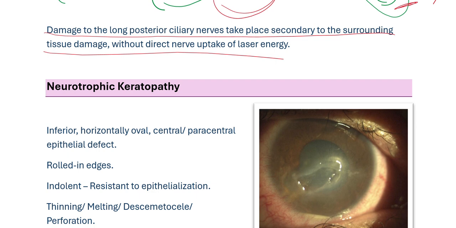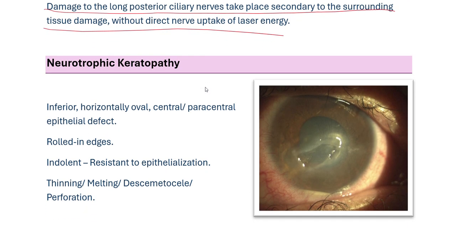Clinical presentation of neurotrophic keratopathy. It's almost always, in fact, I wouldn't say usually, almost always in the inferior part of the cornea, because the superior part is protected by Bell's phenomenon.